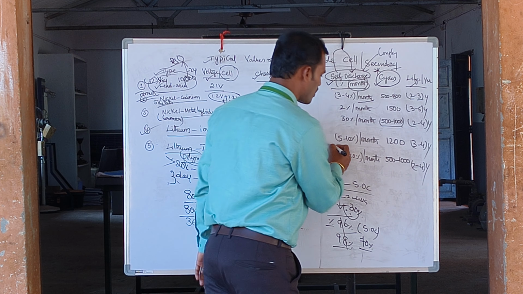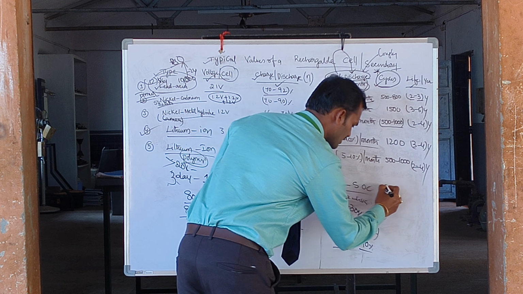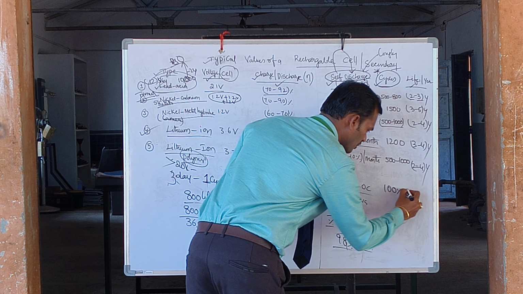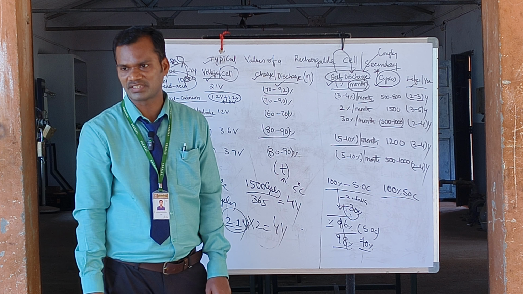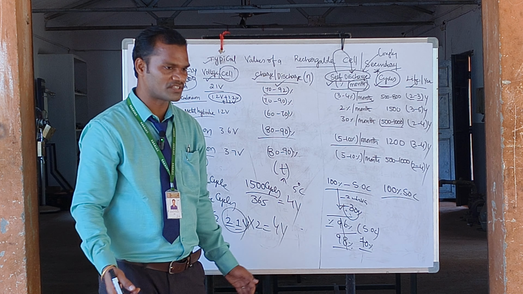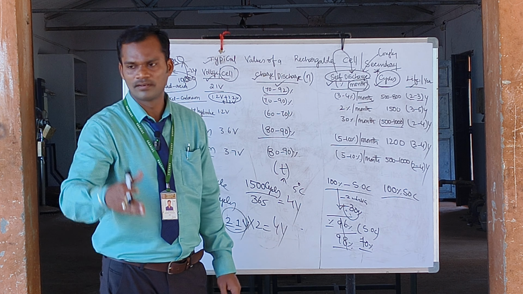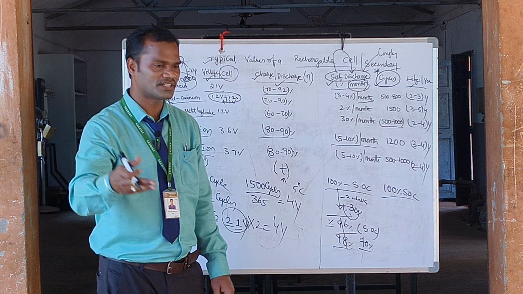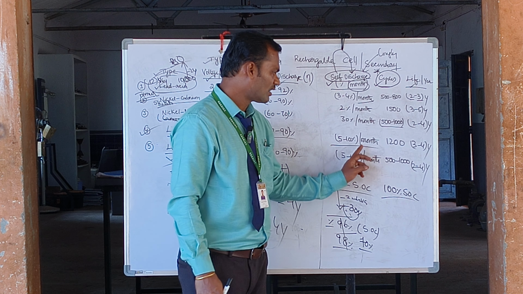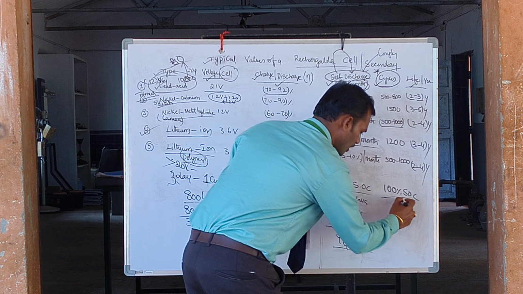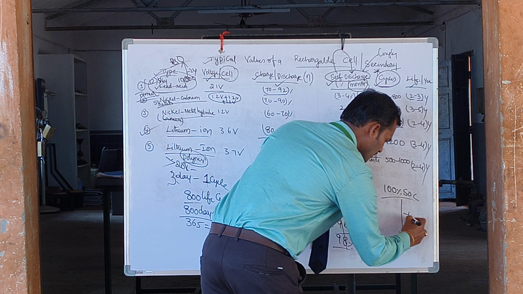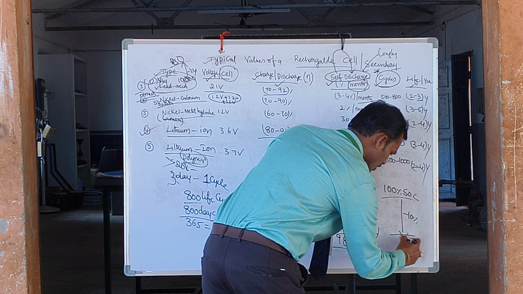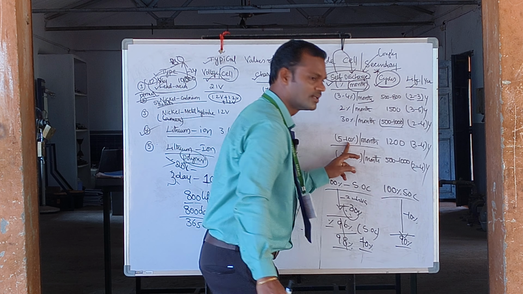So if it is not used for 1 month, what is the state of charge? For example, you buy a new phone and you kept the charging at how much? 100%. So you got some exams, you kept this phone in your locker or inside an almirah, and after 1 month you took it out. Okay, how much is the loss? 10%.